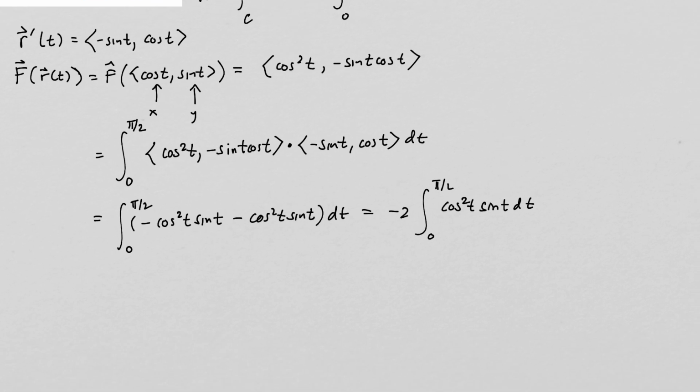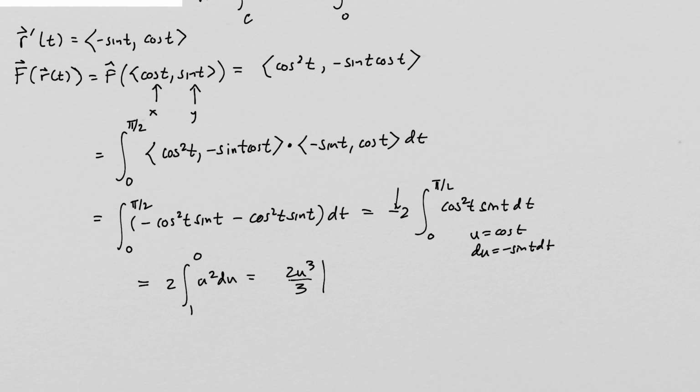All right, and then this is a simple u substitution problem. So if I let u equal cosine of t, du is negative sine of t dt. And we actually have a negative out here that will serve that function. And so we're going to end up getting 2 times the integral of u squared du. And cosine of 0 is 1, and cosine of pi over 2 is 0. And so this is going to be 2u cubed over 3 from 1 to 0, which is 0 minus 2/3, or negative 2/3.